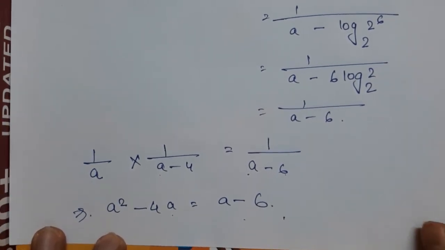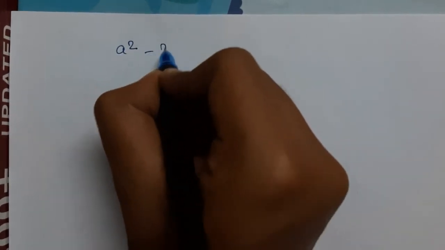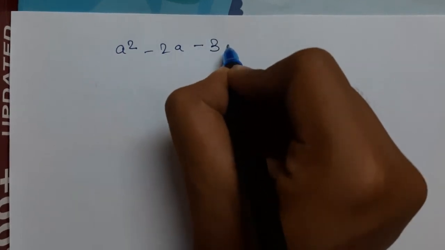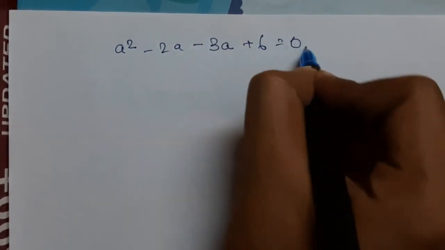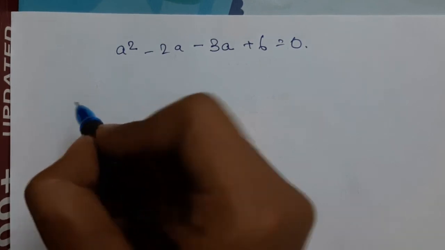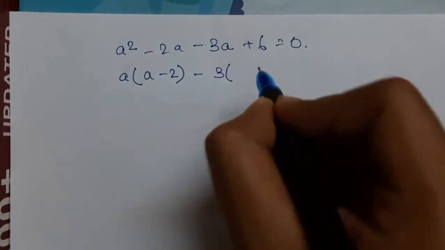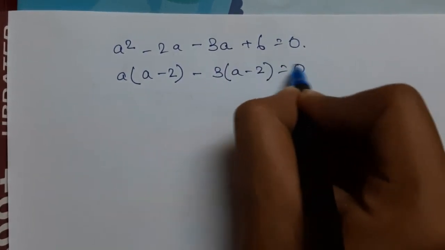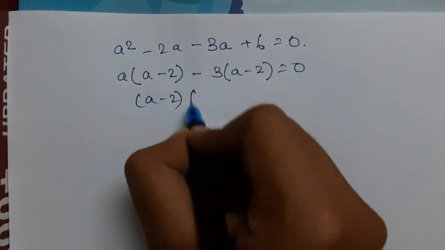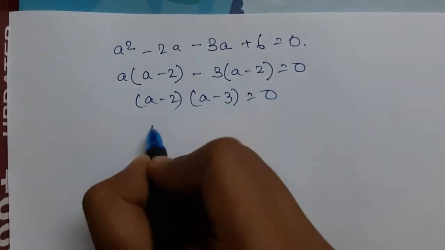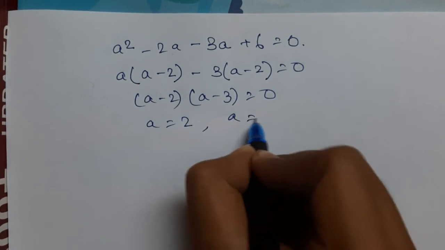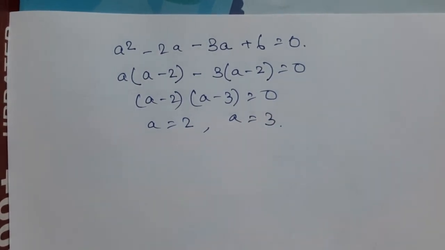Now if I solve this problem with middle term factorization, and take a minus 2 common, it will result to this. So our result is a minus 2 times a minus 3 equal to 0. So a can be 2 or a can be 3, right?